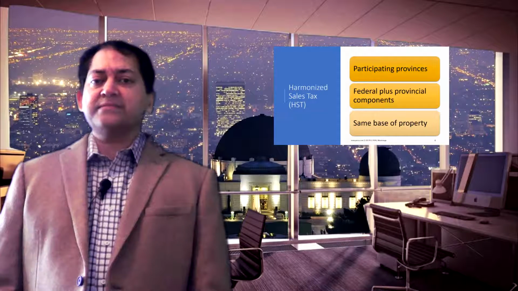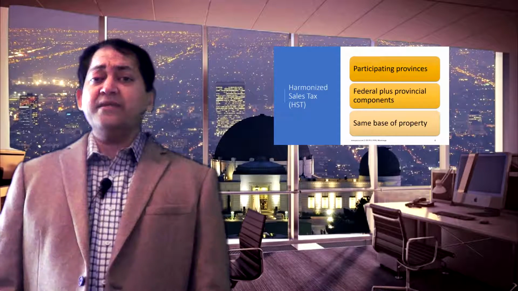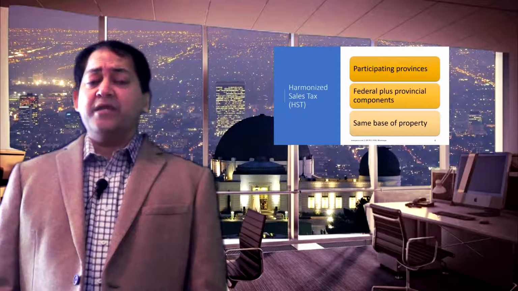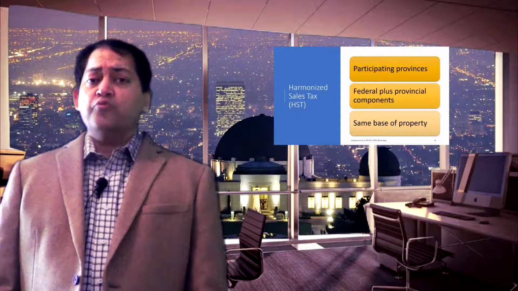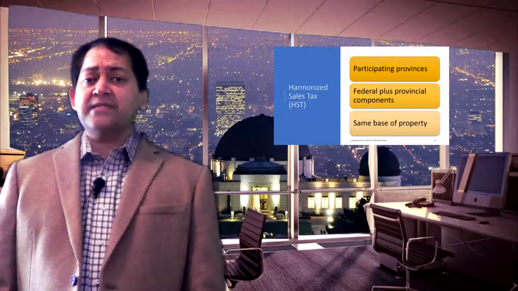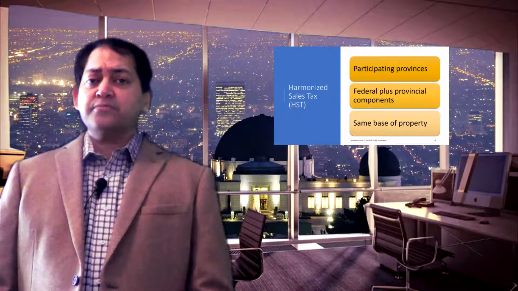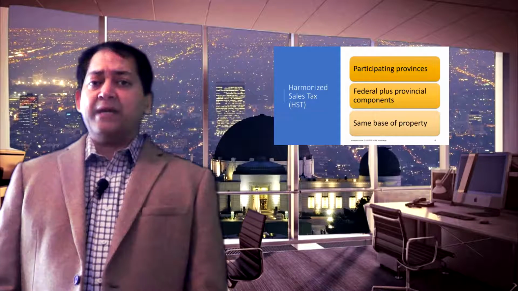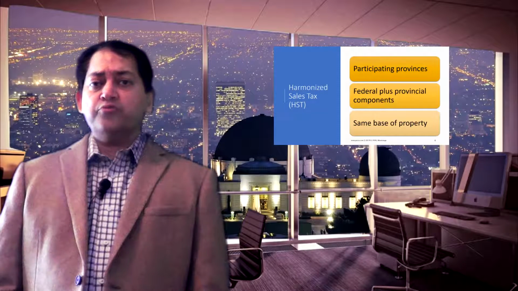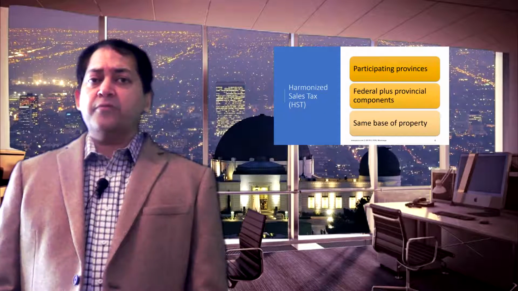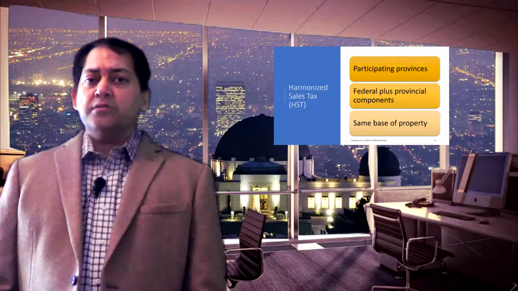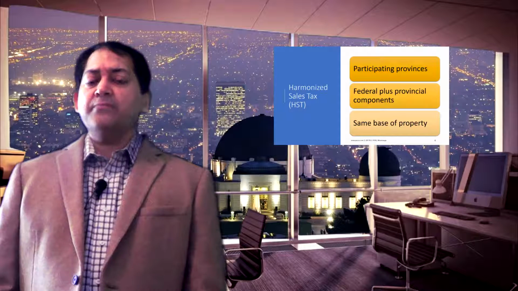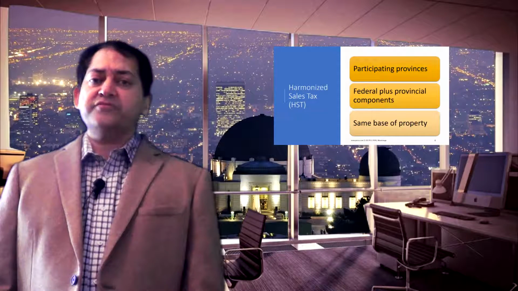Now, what is Harmonized Sales Tax or HST? Basically, the federal component of GST and the provincial component of GST, when these two are merged, we come up with a new concept of harmonized sales tax that is in fact sales tax, but it has both the federal as well as the provincial component. So the participating provinces may club their PST into GST, and then collectively it will be called HST. So whether it is HST or GST, it will be applicable to the same base of property, whether goods or services.